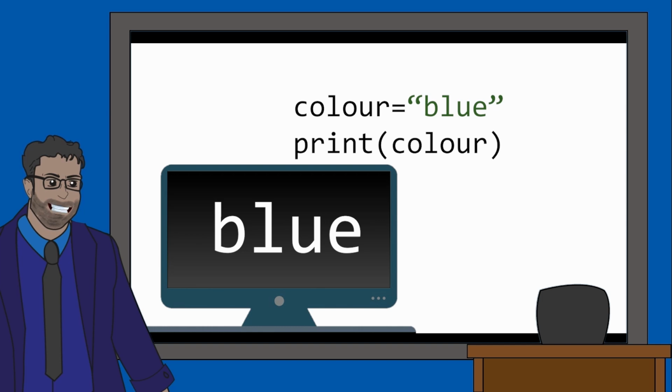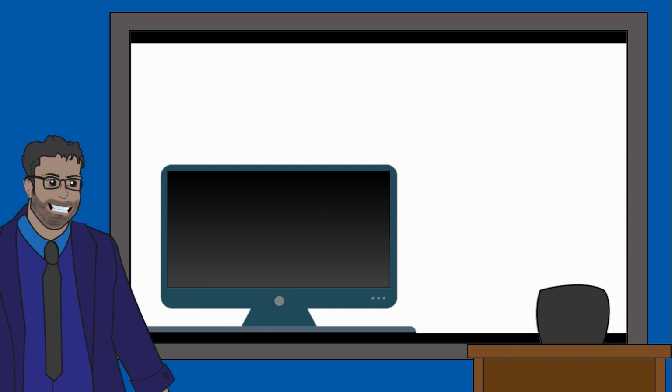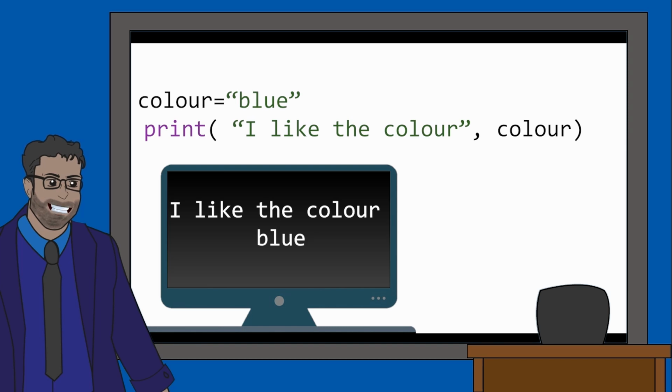called color. We can also combine variable in a sentence with other data just like this. Here we have a sentence written as a string, then a comma and followed by a variable. If I want to put more text after the variable, I just do this.